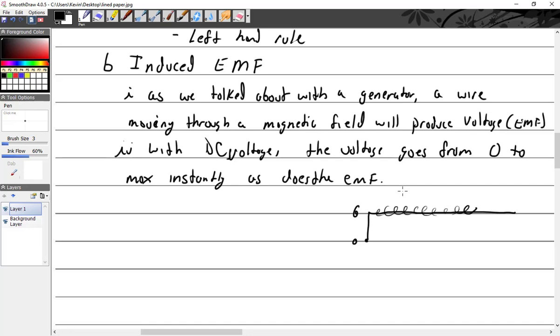I'll leave that one off, but I'll write this one. With AC, the voltage is constantly changing, which builds and collapses the magnetic field around the wire. This creates an EMF that counters the flow of electrons. It's pretty much what I said.